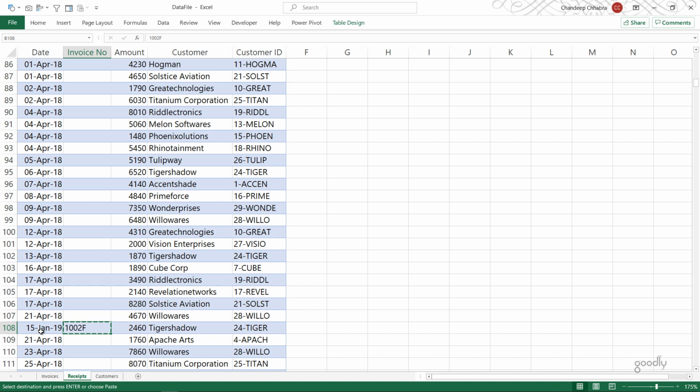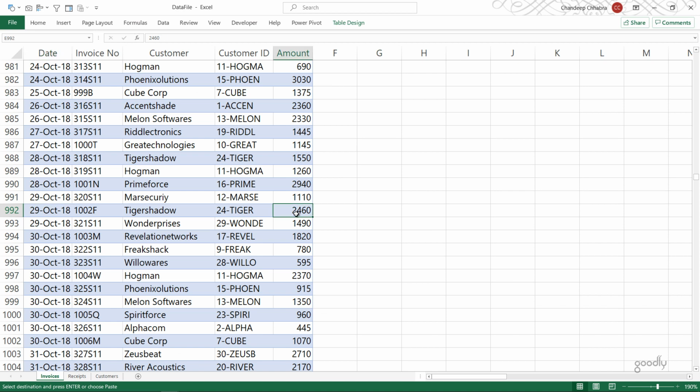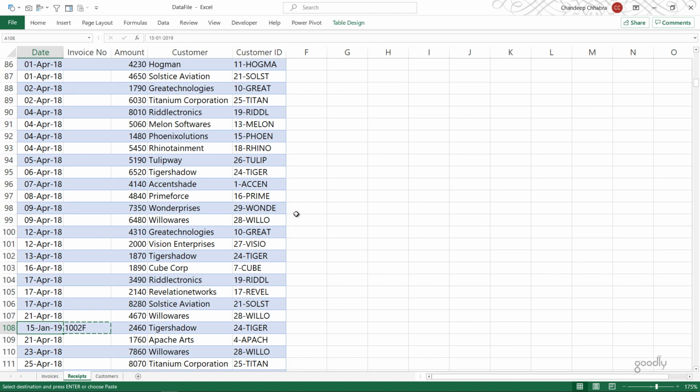The only thing that I have to remember is that the date when you receive the payment cannot be before the invoice date. The second thing I have to talk about is that you cannot receive more payment than the invoice amount. The invoice amount was 2460, but you cannot receive more money than what you billed the customer in the invoice value.